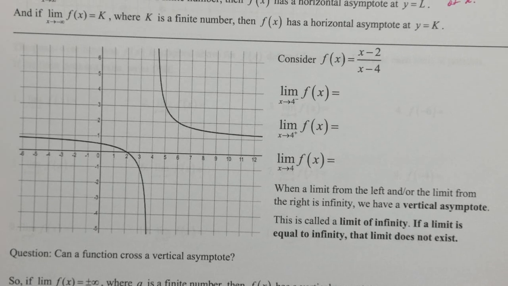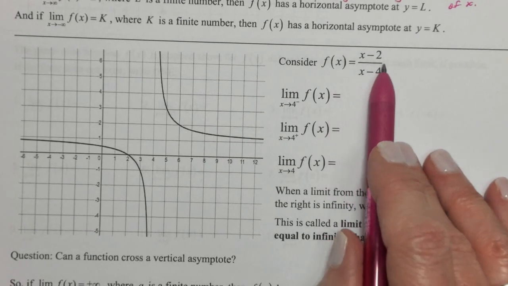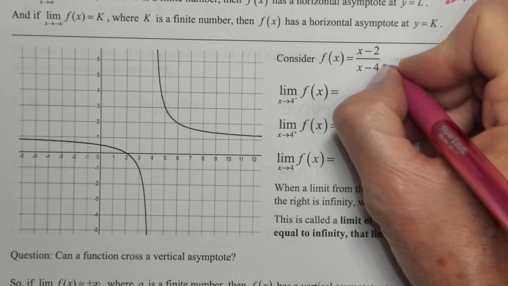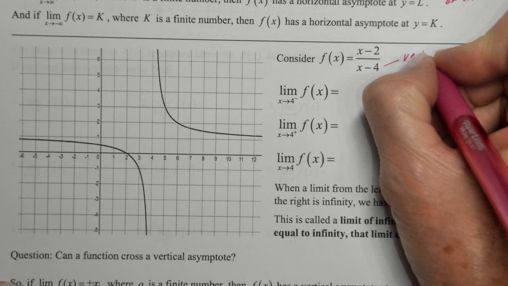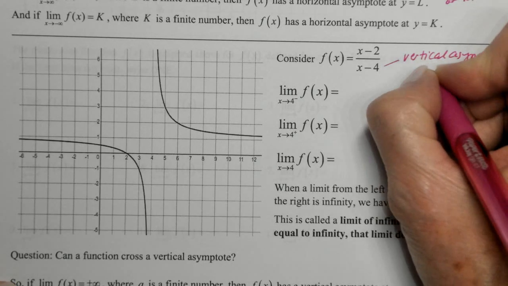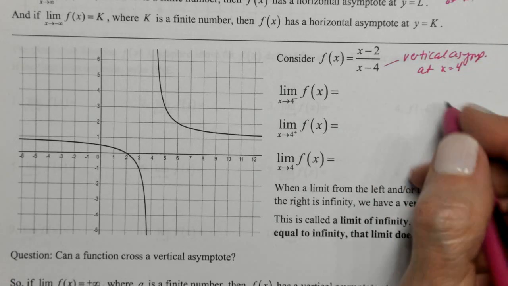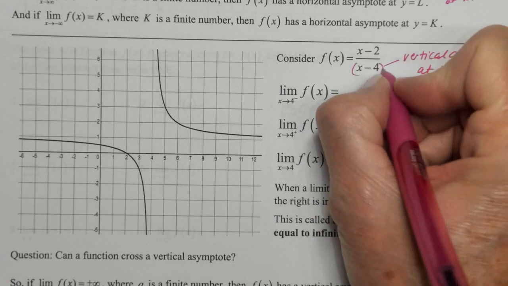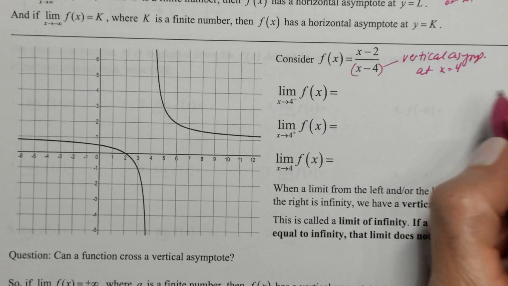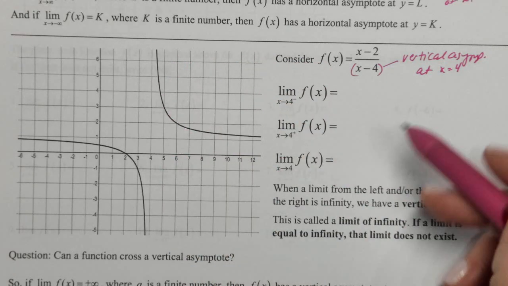It's not the same graph. It's a different graph now. Okay, let's consider this one. So we have this. There's no hole. There is a vertical asymptote at x is equal to 4, because x equal to 4 makes that function undefined. So we do have a vertical asymptote at x is equal to 4, and we can see that here.